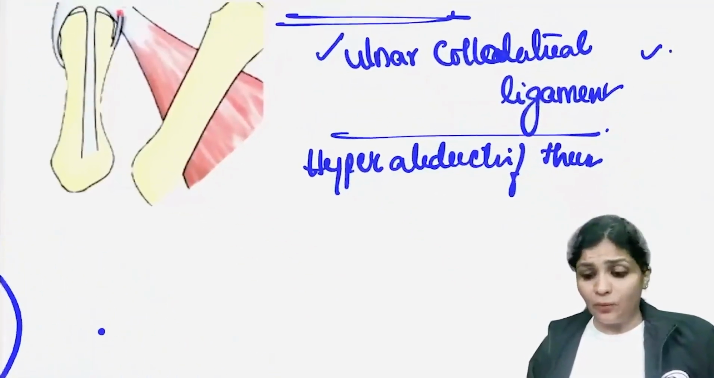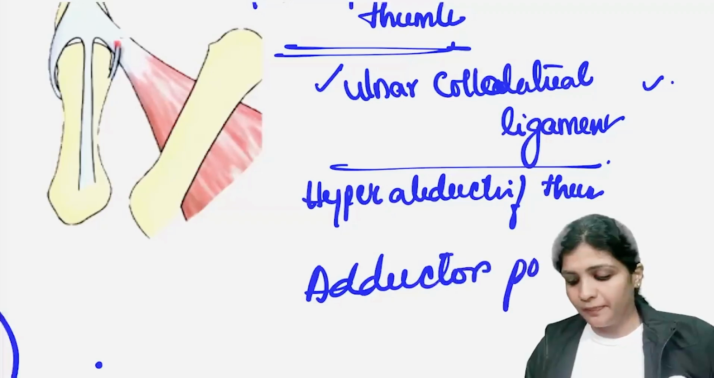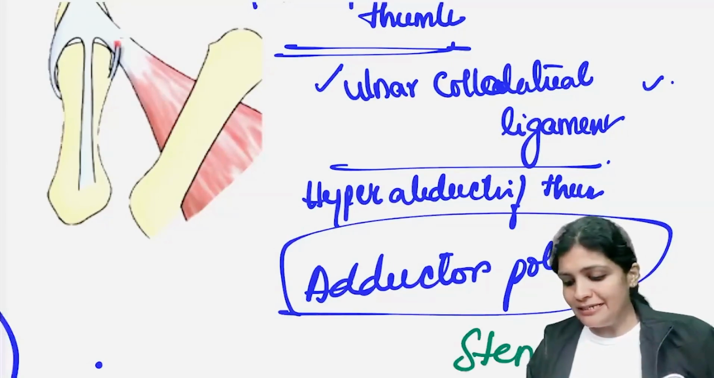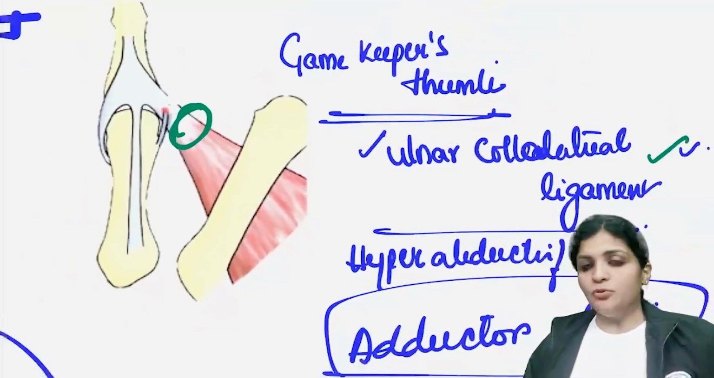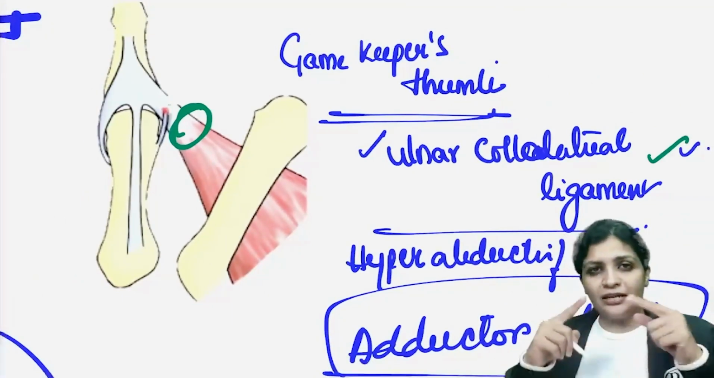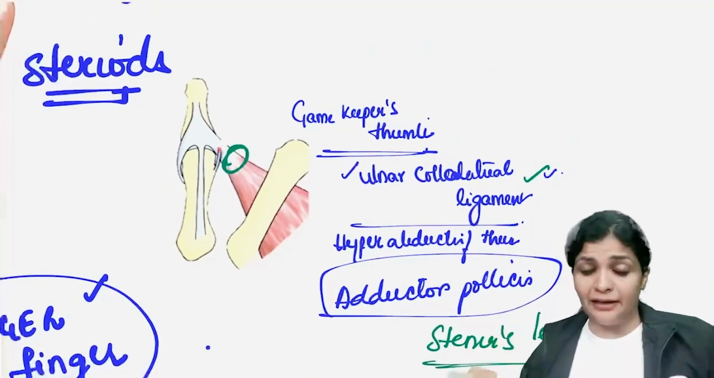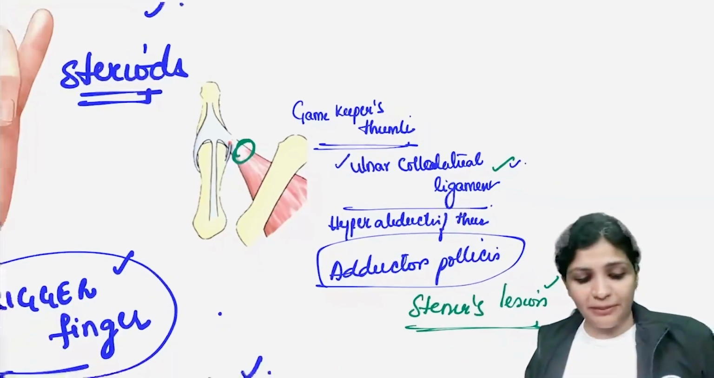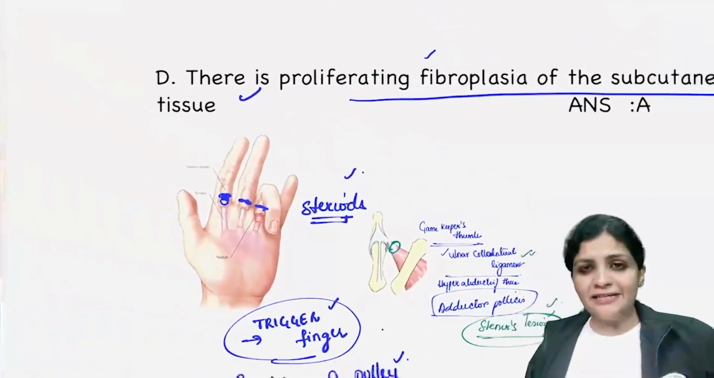Usually this will heal, but whenever there is this adductor pollicis which is coming between, then this is called what? It is called the Stener's lesion. Stener's lesion is where this adductor pollicis, which is attached to this tendon, will come between the torn UCL. So this ligament will get torn, right? This adductor pollicis will come in between, and it will hinder the process of healing. So whenever you see this adductor pollicis coming in between, that is called the Stener's lesion, right?